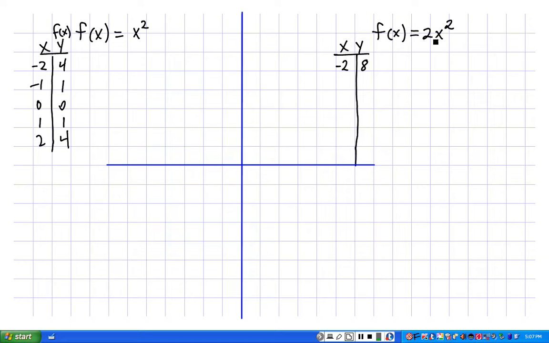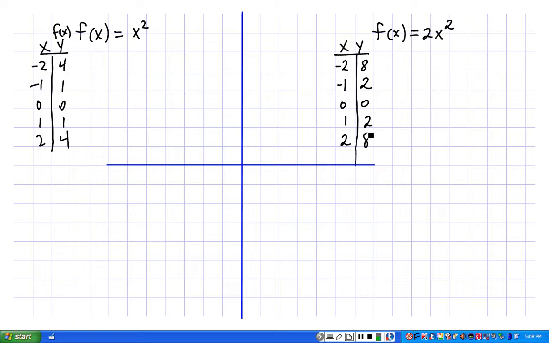When you plug in -1, squared is 1. Alright, but that's going to give you a 2 because it's times 2. 0 still gives you 0. Positive 1 gives you a 2. And a positive 2 gives you an 8.